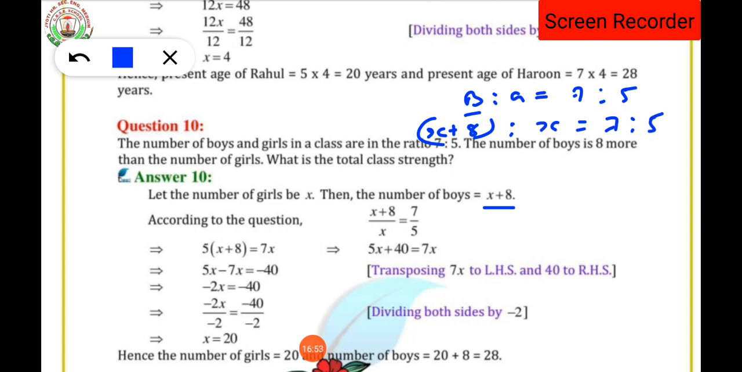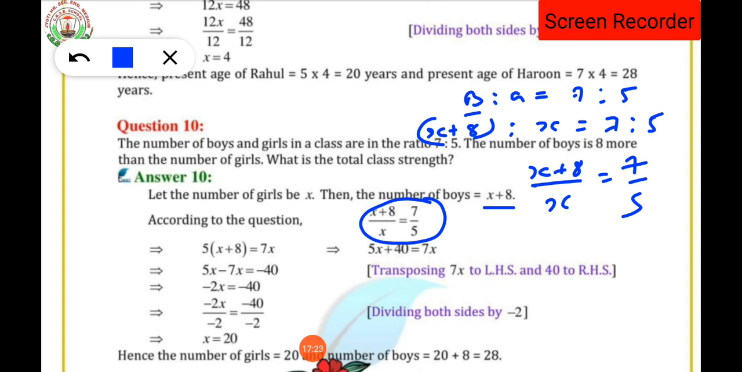Now what is proportion? Do you remember last year you had studied that A is to B is equal to B is to C? That means A upon B is equal to B upon C. Like that we had studied, isn't it? So x plus 8 upon x is equal to 7 upon 5. Now have you understood where this equation comes from? We applied the proportion, that's why.